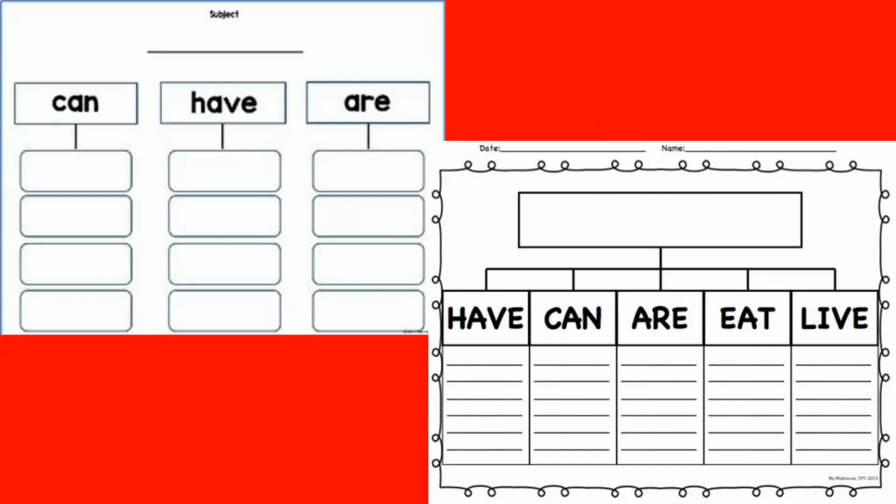These are some more examples of graphic organizers that you can use to organize the students' thoughts, what they already know. This one is used for animals, and so they can talk about what the animal has, what the animal can do, what the animal is, what they eat, where they live. And then this chart is not as specific to just animals. You can use this chart to talk about a person, a place, what it can do, what it has, and what it is.